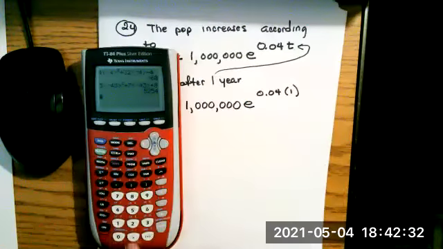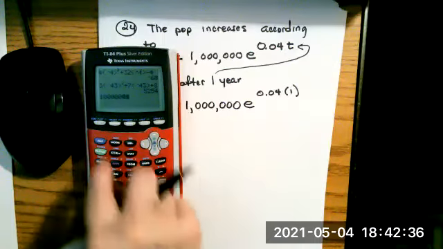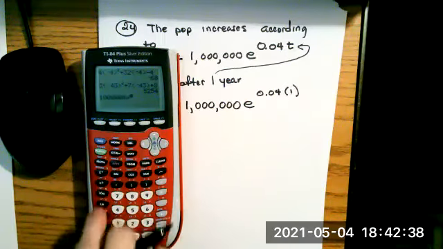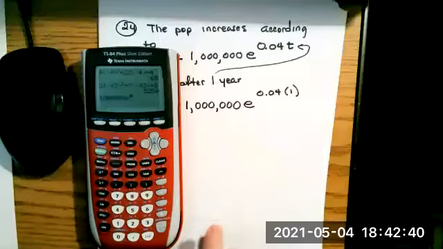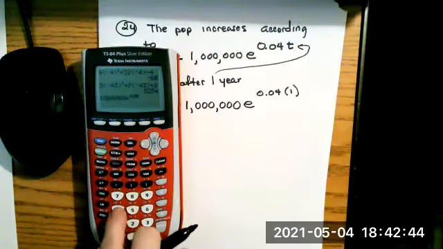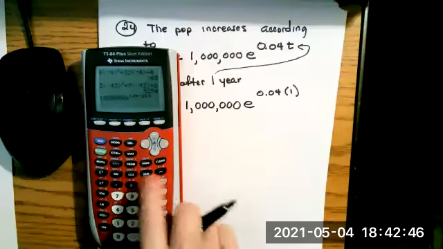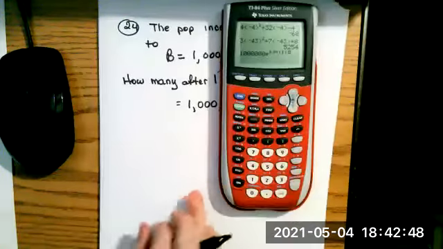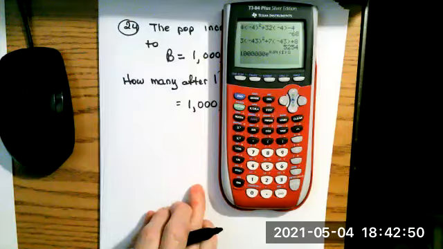Well, that makes a lot more sense now. 1,000,000. Second, and E. See, it's right even with it. It's not a base. 0.04 times 1. See, I put it in the calculator just like that.